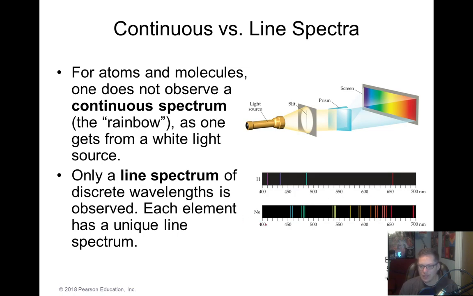And then for neon, you get a plethora of lines. You get all sorts of lines here. And so each element has its own unique line spectrum. Now, if you do it in a purely dark room with a diffraction grating with very precise measurements, you can get these lines very specifically.